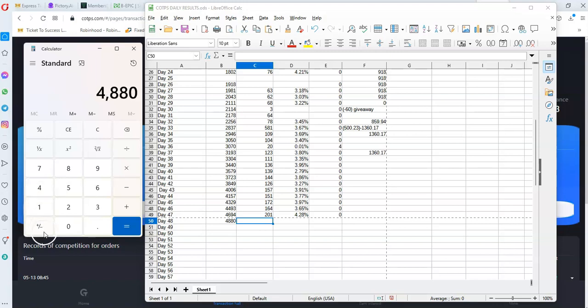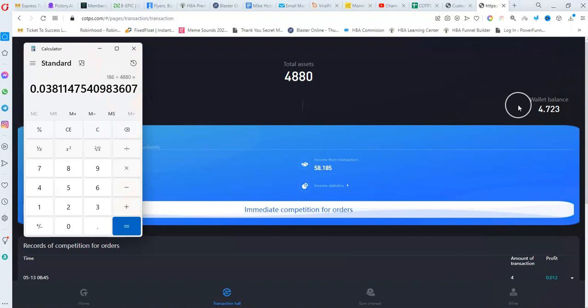4880494694. It comes to 186. 186 was made in the last 24-hour period. And divide that by the 4880, and that gives us 3.8%. So another day over 3%, 3.81%. No trades missed. And that's the day in the life of a passive income on the COTPS system.